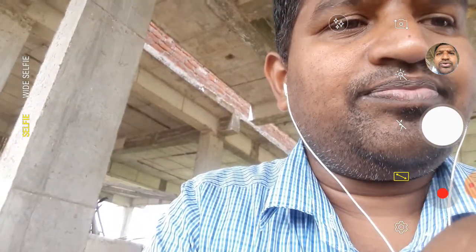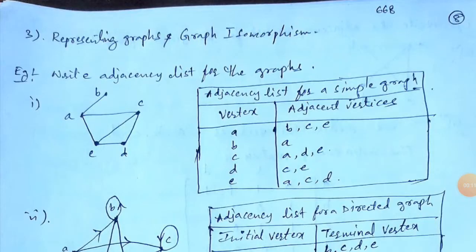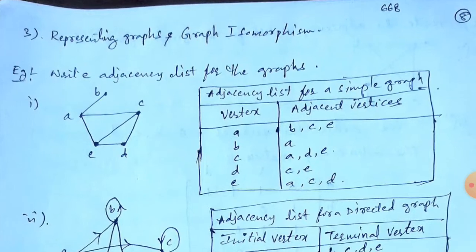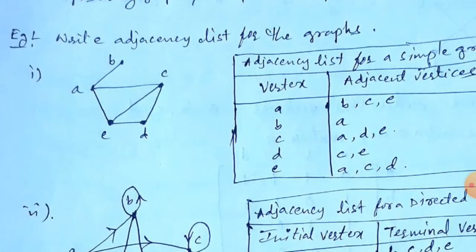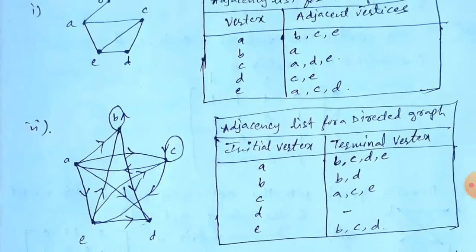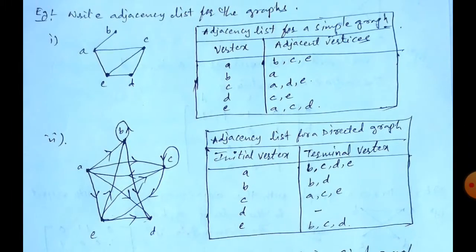Today we will learn part 3, representing graphs and graph isomorphism. First of all, we will write adjacency lists for the graphs. What are the adjacent vertices? How many edges are adjacent to each vertex? So we will write all those things first of all. There is an example given here. Write the adjacency list for the graphs, for an undirected graph and for a directed graph. So we will see the list.